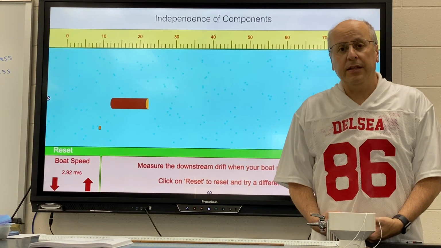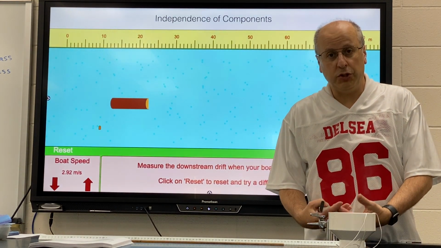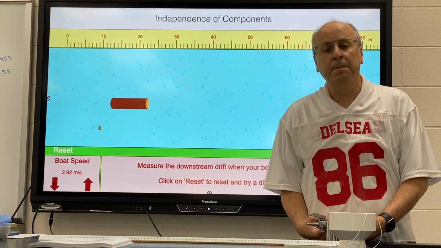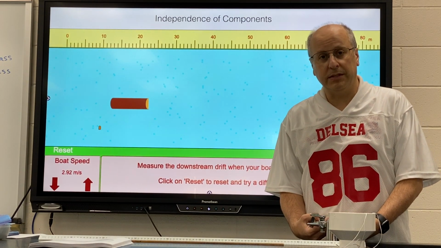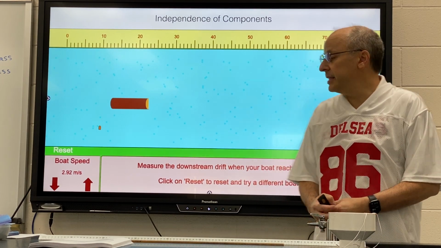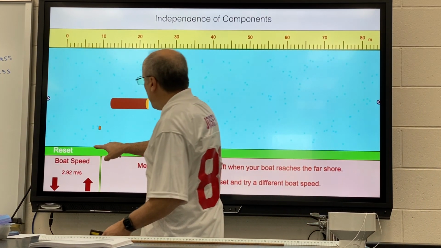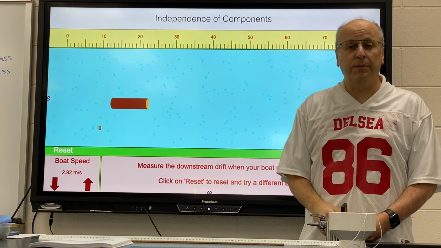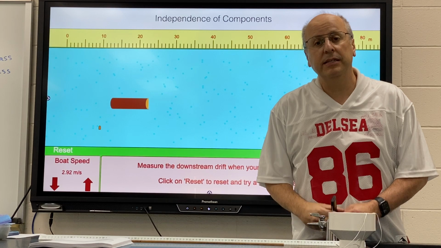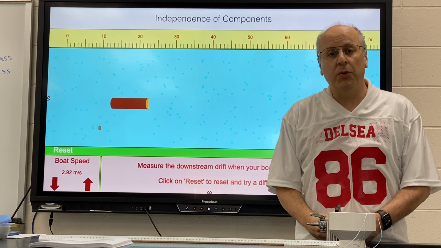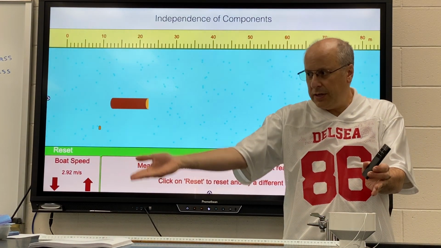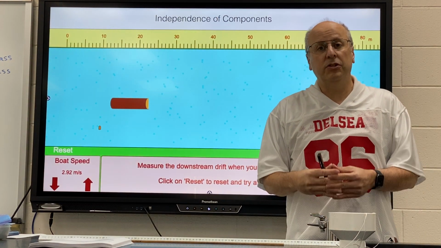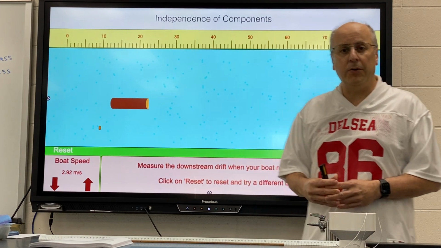The big idea that you want to get down for this unit is the idea of independence of components. Independence of components is an idea that states that the y direction of motion and the x direction of motion can be treated separately. One more time, the x motion and the y motion can be treated separately. It's known as independence of components.